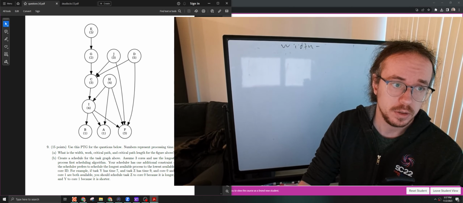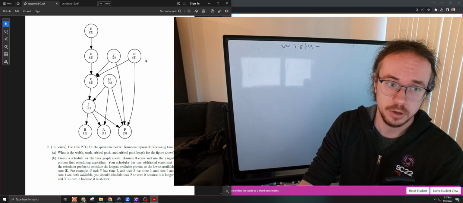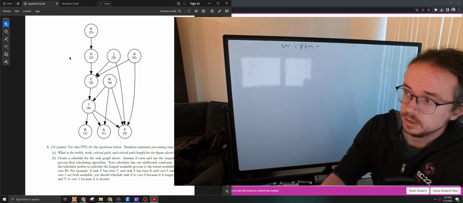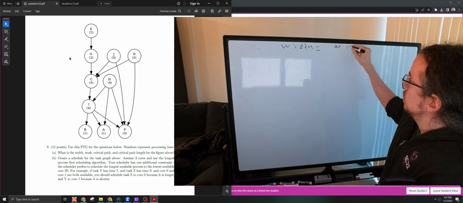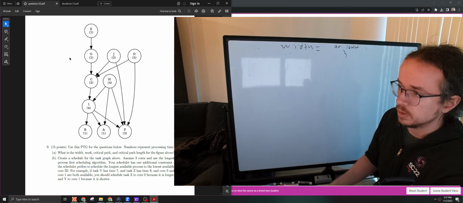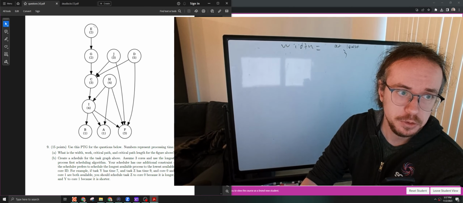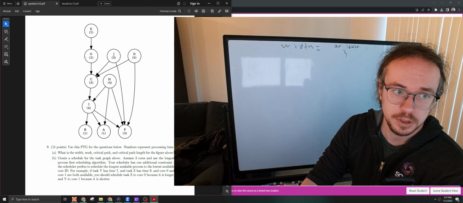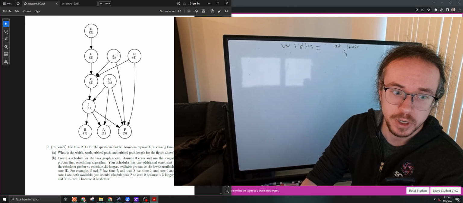When we start at the beginning of time, no matter what schedule we pick, we have 3 nodes available to schedule, E, J, and D. That means width is at least 3. It can't be 1 or 2. We started with 3. If you finish E, then it takes you to G, and that doesn't actually improve your width at all. You still have 3 elements.